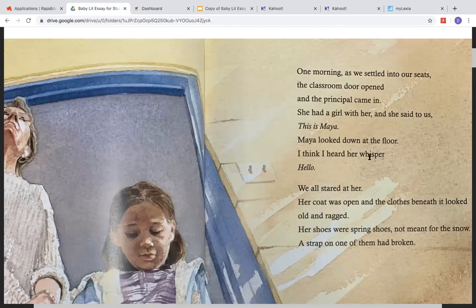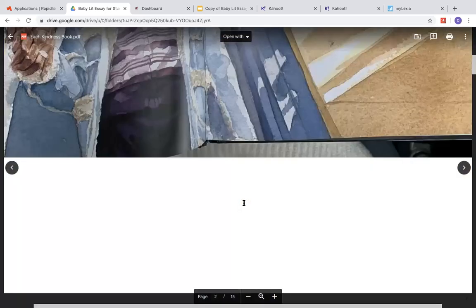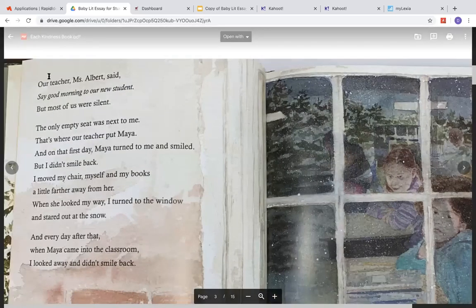I think I heard her whisper hello. She had a girl with her. She said to us, this is Maya. Our teacher, Miss Albert, said, say good morning to our new student. So all you could tell, because it looks different from the other letters. So anytime you see this kind of fancy writing, that's a quote.